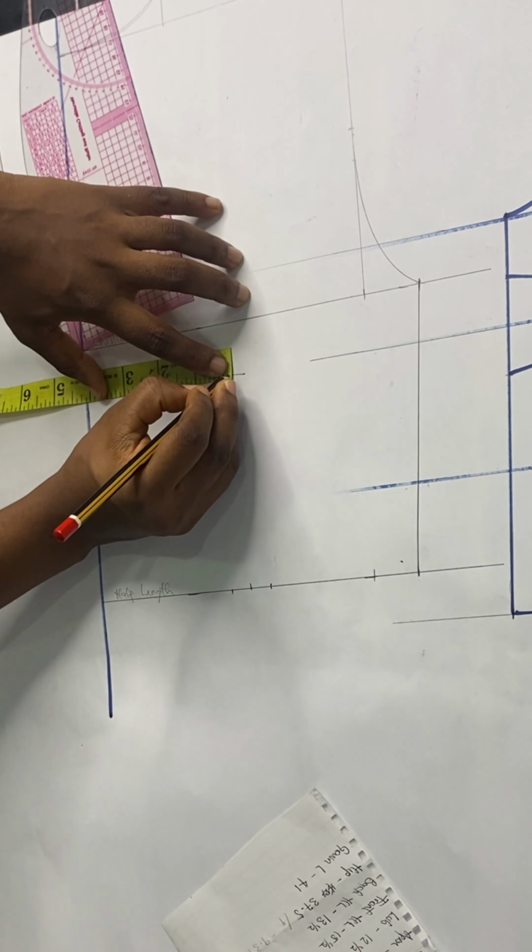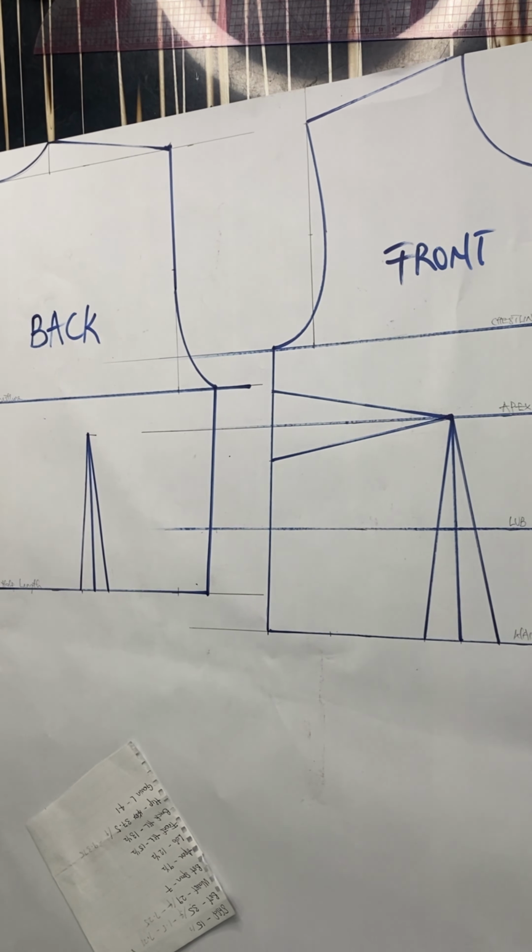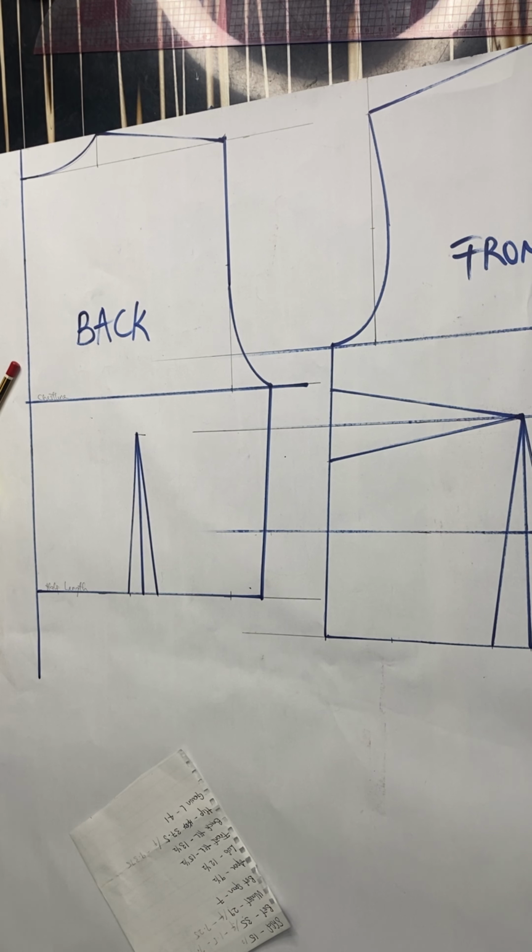Okay, so that's it for our back slope and our back dart, sorry, and our back draft. So now I'll be using the marker pen again to highlight each of the points for us so you can see it properly. Okay, so this is it for our back draft. And this is what we have here for the front and for the back also.